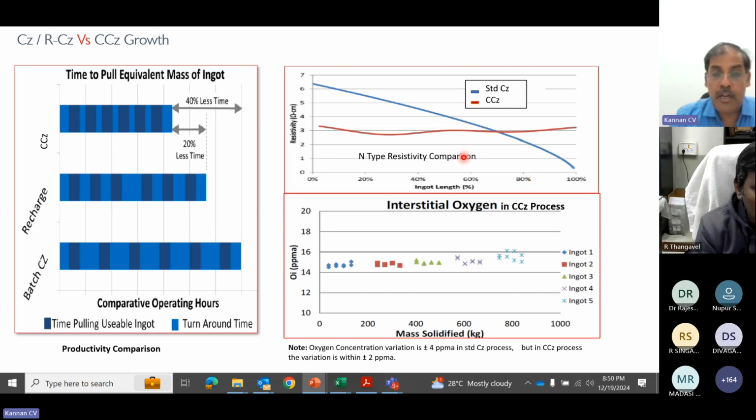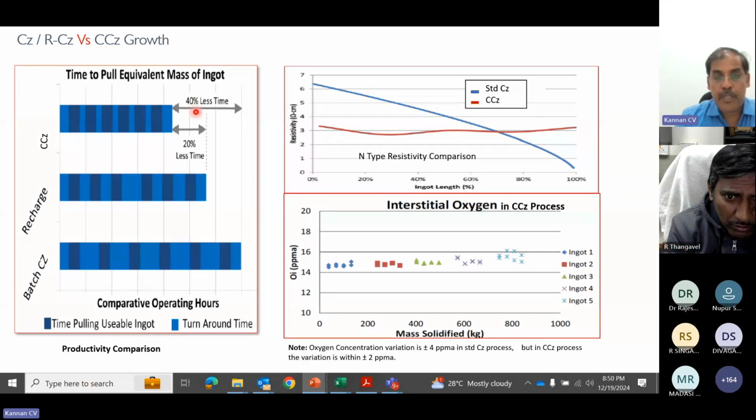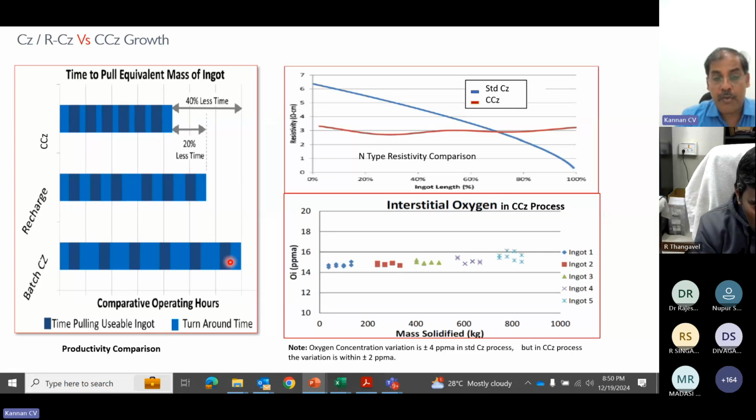Another advantage, if you see here, is continuous CC compared with the normal batch process, the recharge process. There is a significant improvement in operating hours. By doing continuous CC, you can save 40% of time, almost nearly 50%, compared with one crystal from one crucible, versus multiple crystals from one crucible.